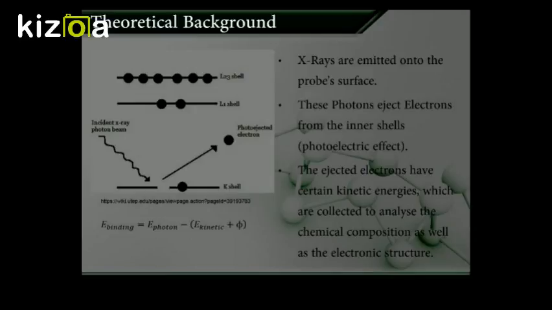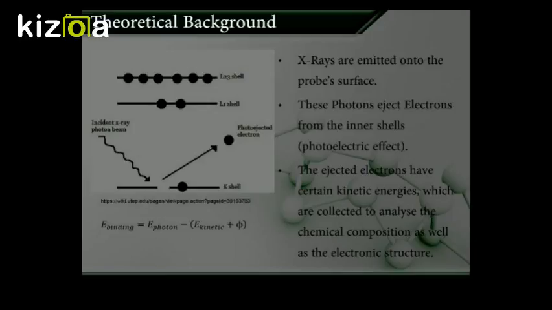Because the energy of an X-ray with a particular wavelength is known, the ejected photoelectron has a kinetic energy that can be calculated to be equal to the energy of the incident X-ray minus the binding energy and the work function of the element. Here the work function is defined as the minimum energy needed to remove an electron from a solid to a point in the vacuum immediately outside the solid surface. So the electron should be far from the surface.